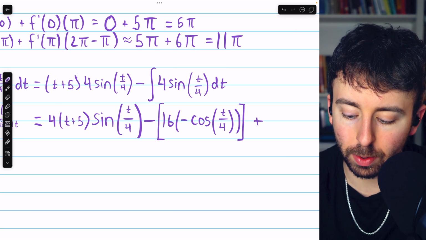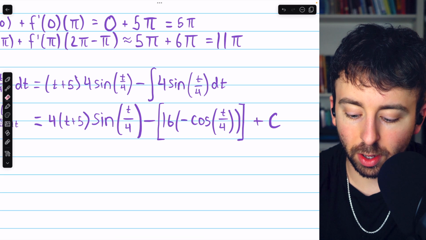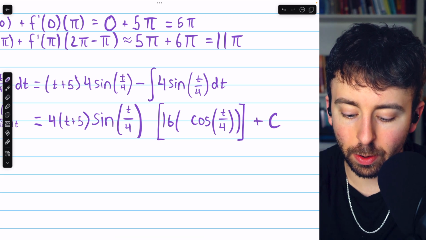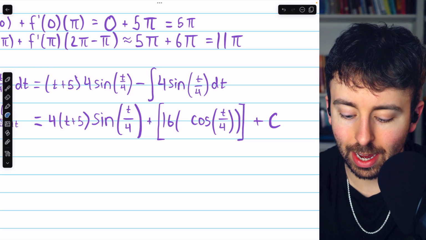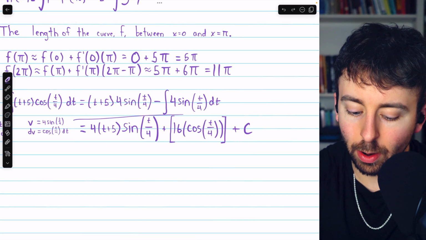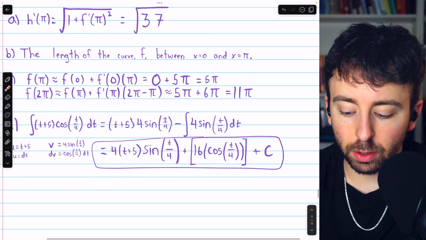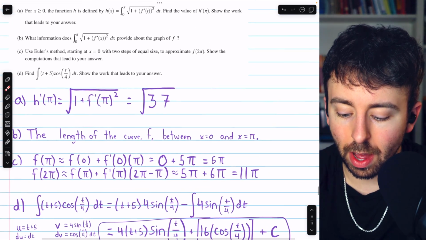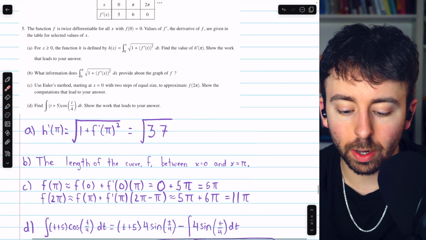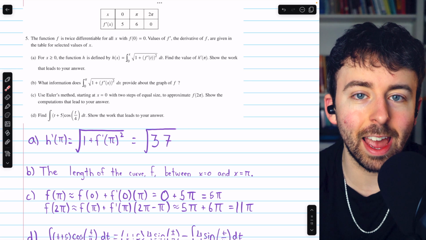Just throw on an arbitrary constant. We might as well also let these two negatives cancel out, so this will just be plus, and now it's a little bit nicer. And that is our final answer for part D. And that completes our solution to free response question 5 from the 2024 AP Calc BC exam.